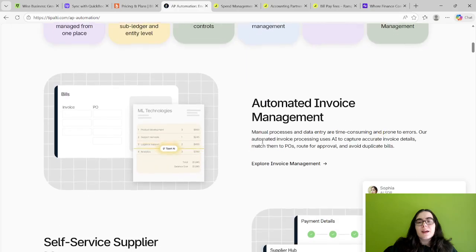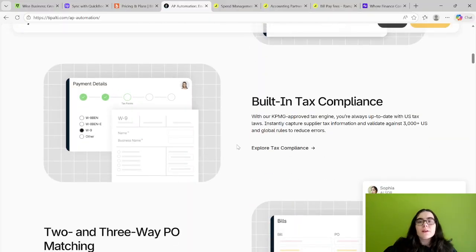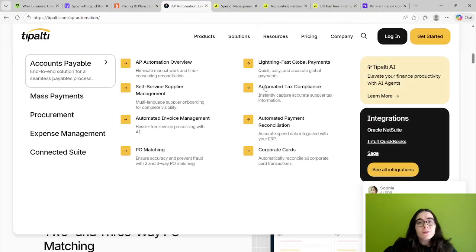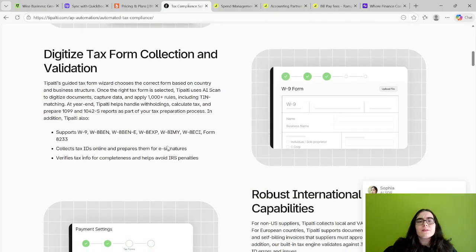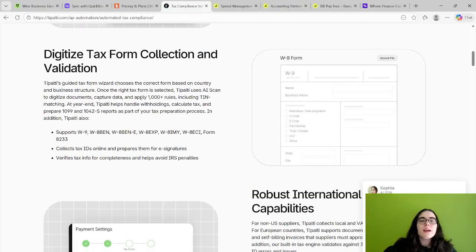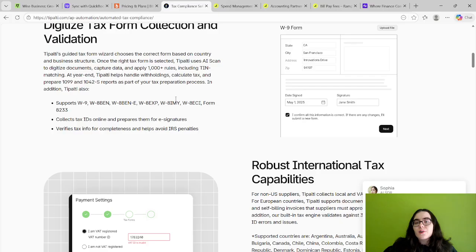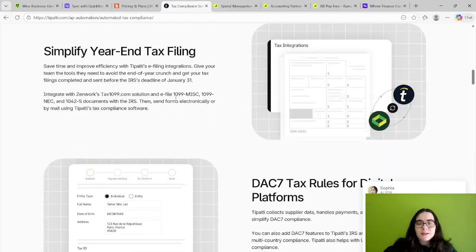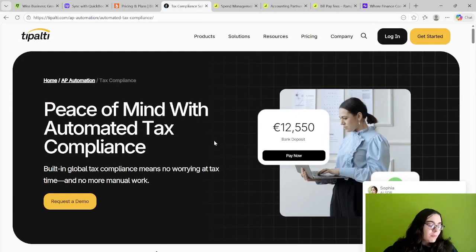And on this site, you can explore the different ways that they automate the AP process, like they talk about here: invoice management, supplier management. They also have automated tax compliance, which is great. They can help with some more complex tax issues, apply over 1,000 rules to help you make sure that you're following the law and things like that. So they are pretty robust with their automation features, and that can really help you at tax time and just with the AP process in general.